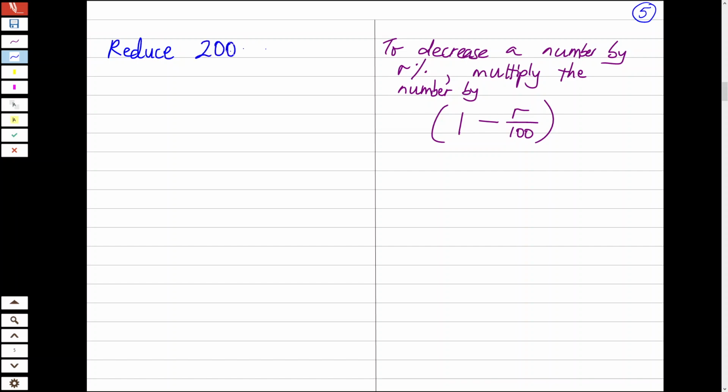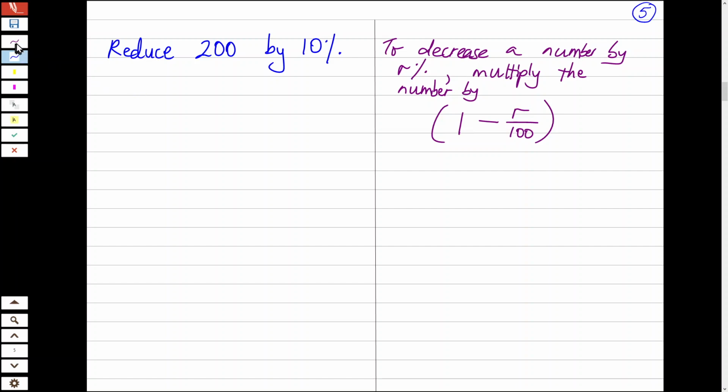Reduce 200 by 10%. So again, I think many of you can do this question without needing any calculation, because you know 10% is 1/10. 1/10 of 200 is 20, and 200 minus 20 will give you 180. But when I check, that's right. Okay. Oh, you're so good at me.